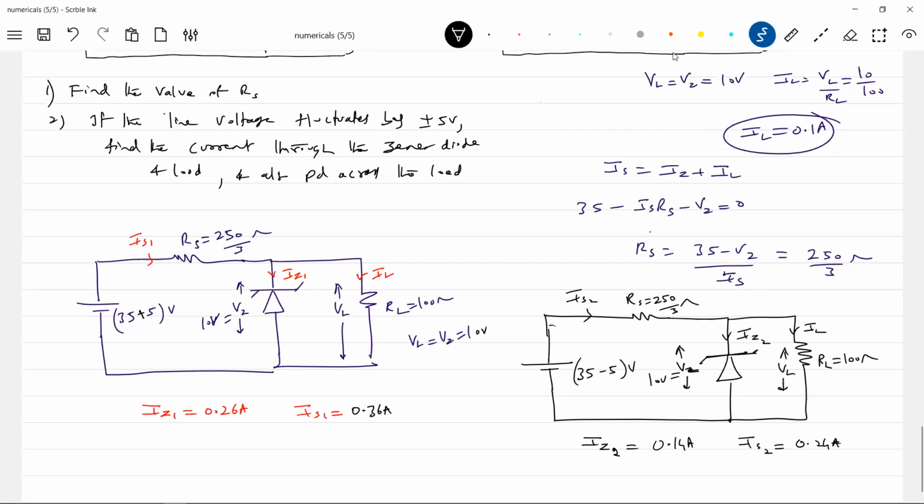This is the overall working. Instead of telling a story, I just picked a situation where it will tell clearly. Even if this fluctuates, the drop across the load remains constant. And look at the Zener diode, though the current through it is increasing or decreasing, the drop across the Zener diode remains constant. That's why it is used as a voltage regulator. You will also see that the current through the load remains constant, not only the drop, because they are connected in parallel.